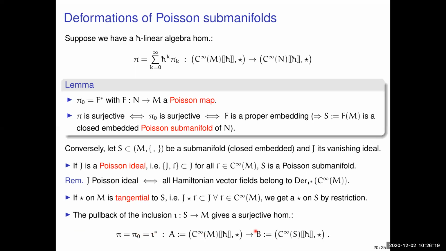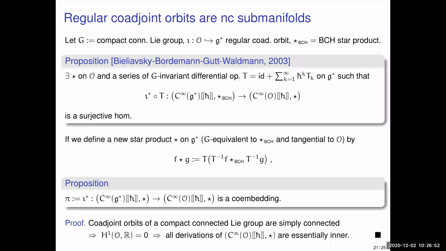Okay, so an example of quotient algebras in these formal settings is given by Poisson manifolds and submanifolds equipped with a tangential star product. Now, is this a co-embedding? Is this a submanifold algebra? If it is surjective, is it always a co-embedding? Now, here there are obstructions that one can prove. Let me first give an example.